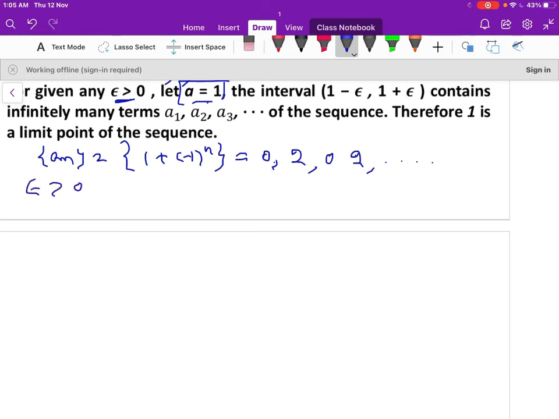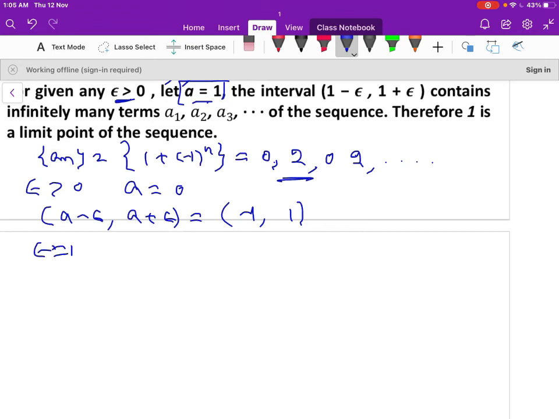Let epsilon be given, positive, and a is equal to 0. Let us check whether 0 is a limit point of this sequence or not. Now let us construct the interval a minus epsilon comma a plus epsilon. Let us choose any epsilon value. Let me take epsilon equal to 1 here. So a is 0, so 0 minus 1 comma 0 plus 1, that is the interval minus 1 comma 1.